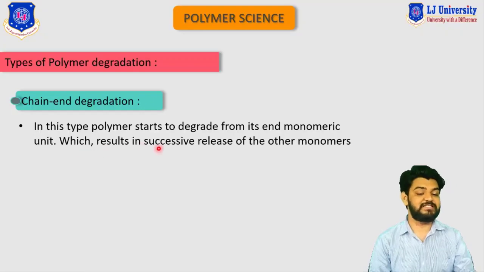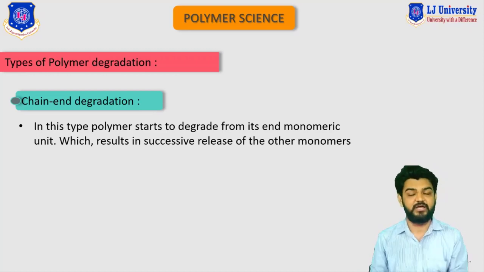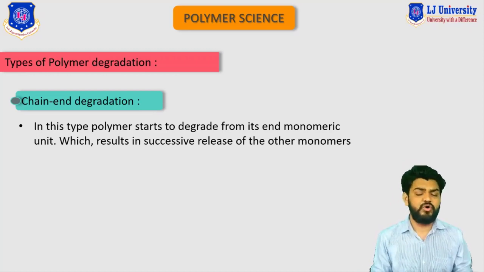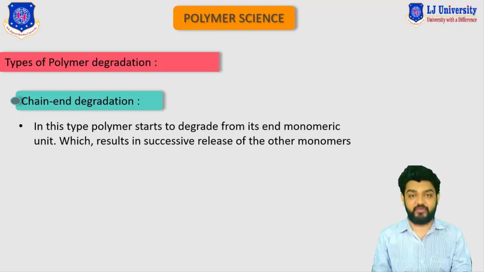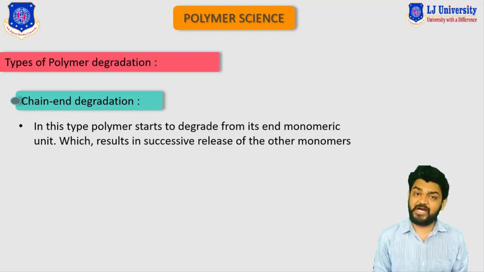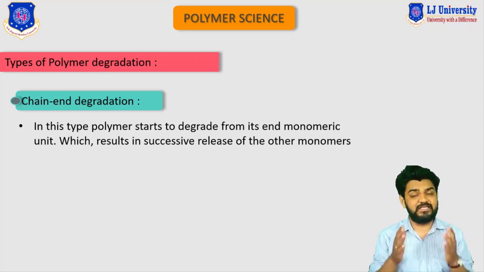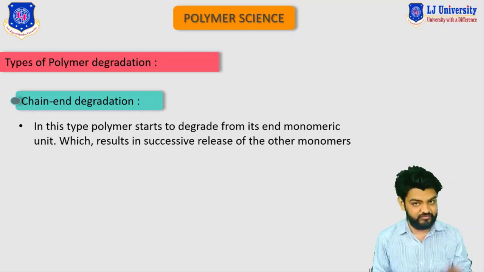Basically this process results in the successive release of monomers. The monomer at the end of the chain is degraded and detaches from the chain. This degradation of the monomers takes place in a successive manner, so the monomers continue to detach from the long polymer chain one by one, in a series. It can be termed the chain end degradation process. As its name suggests, this degradation takes place at the end of the chain.